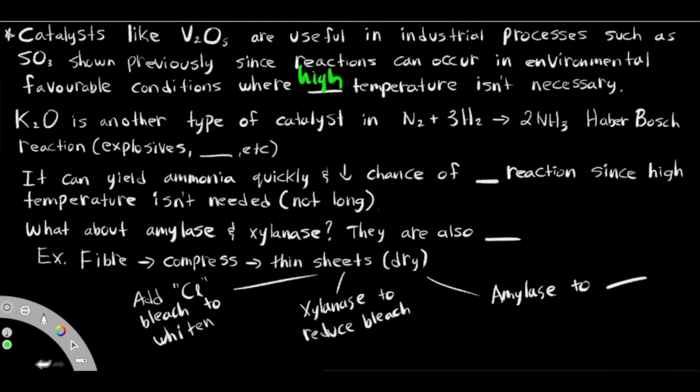Next, catalysts like V2O5 are useful because they can work in environmentally favorable conditions where high temperature isn't necessary, like inside our human body. K2O is another type of catalyst in the Haber-Bosch process, a very important reaction. It's used to help make explosives and fertilizers. It can yield ammonia, or NH3, over here.